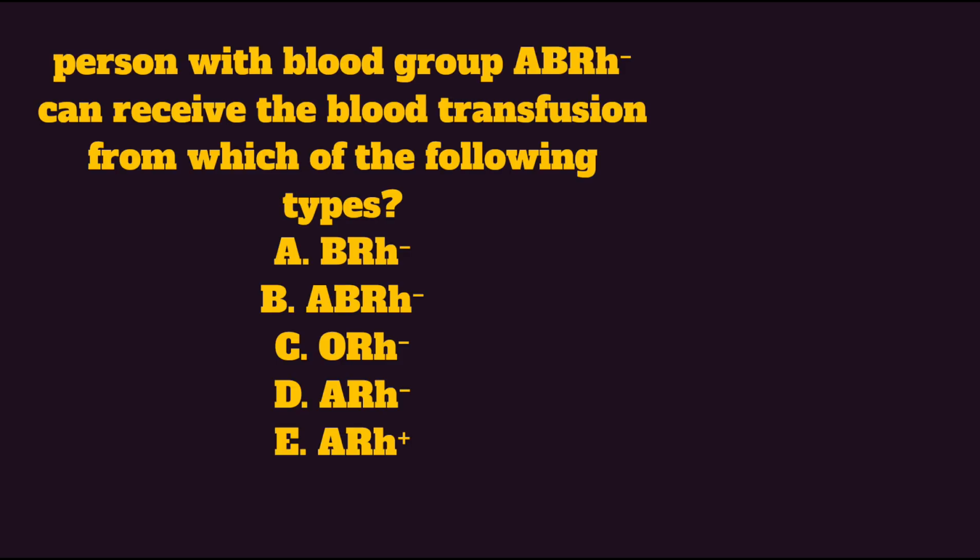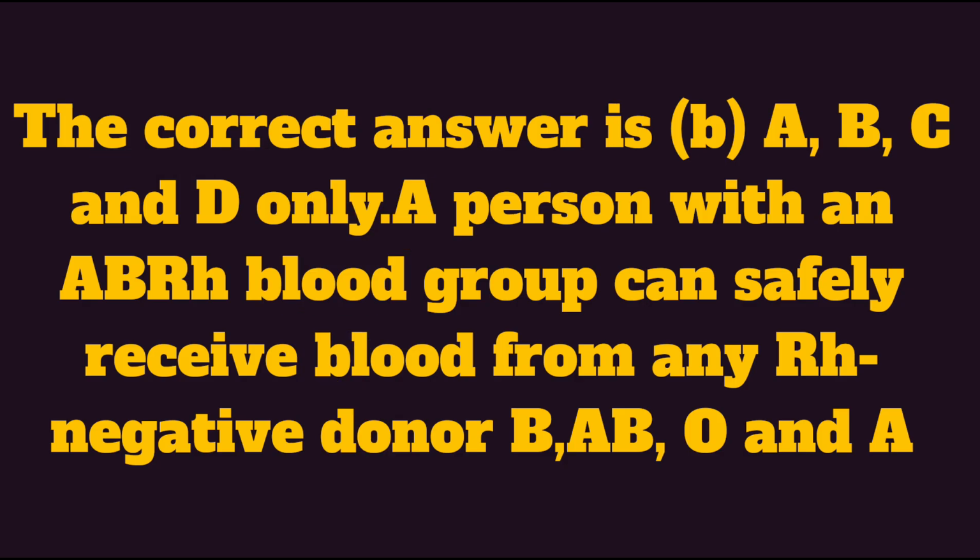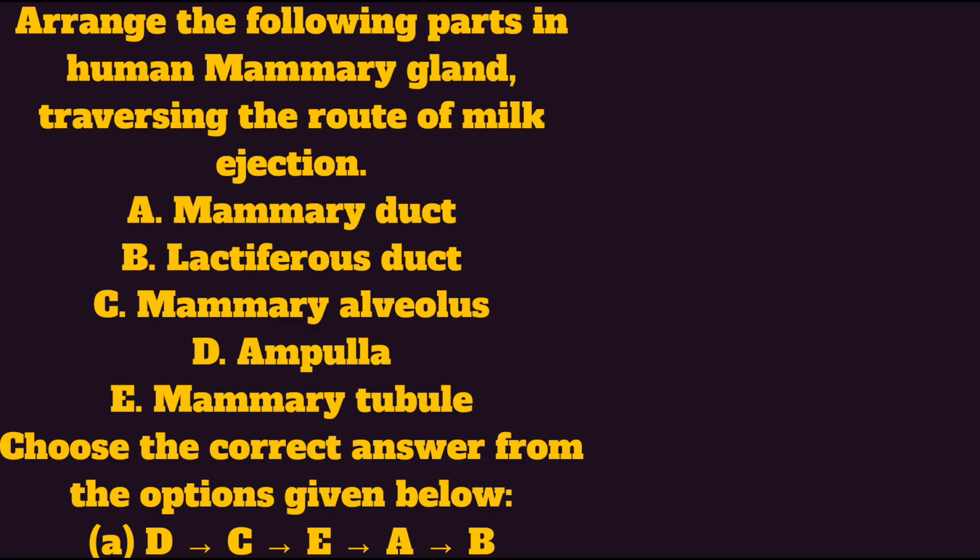The person with the blood group AB Rh negative can receive the blood transfusion from which one of the following, that is AB Rh negative, A, B, C and D only. A person with AB Rh negative blood group can safely receive the blood from any Rh negative donor.